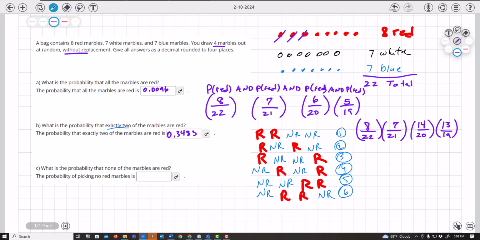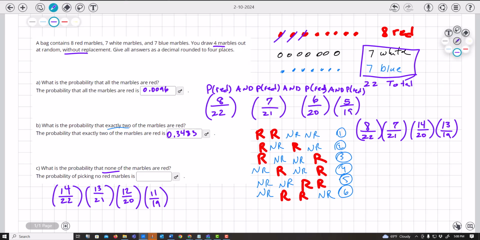The last one says none are red, so that means they are out of the white and the blue, which is 14 out of 22, your first pick. Well, you picked a white or a blue, so now you only have 13 out of 21. Now you have 12 out of 20, and then you have 11 out of 19. So these are the white and blue.